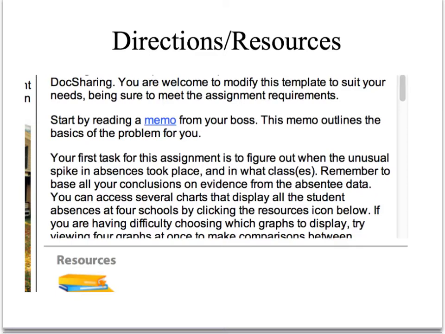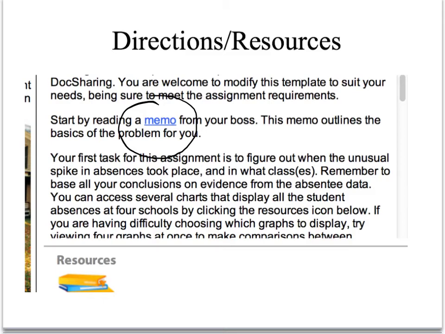I also want to let you know that you can add pages to the PowerPoint. And I do recommend that you do, because it's very hard to fit in everything that you need on just, I think they provide you with 6 slides. 2 more slides would probably be in your best interest.